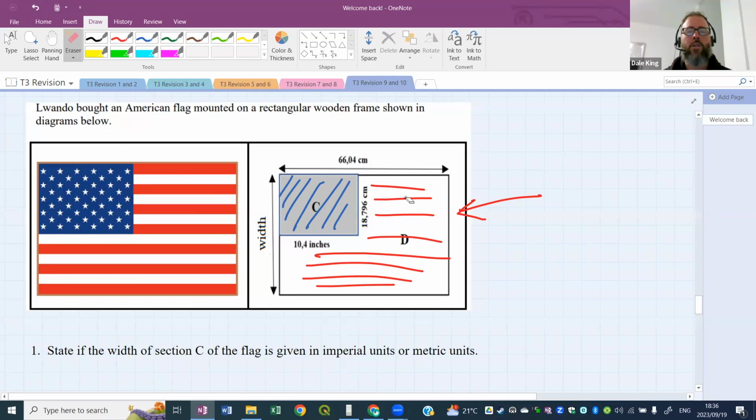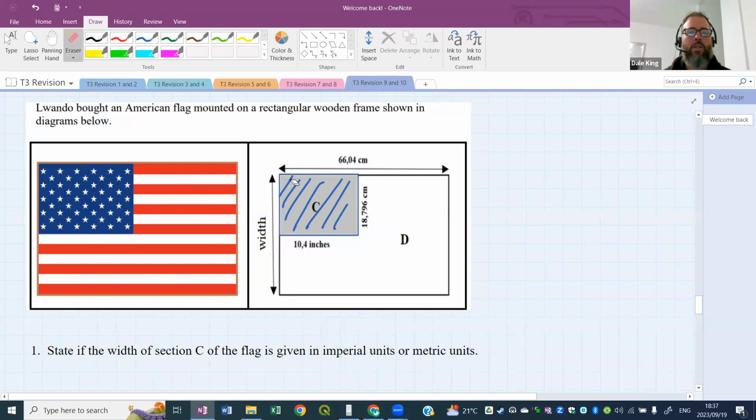So the shapes that you have in the American flag are here in the diagram with dimensions on the left. I don't know if you guys can see all the dimensions in the diagram. We've got a width here without a dimension. We've got inches here. We've got centimeters there and centimeters there. It's very interesting. All right, here's the question at the bottom. Number one, state. Don't calculate, just write it down. State if the width of section C of the flag is given in imperial units or metric units.